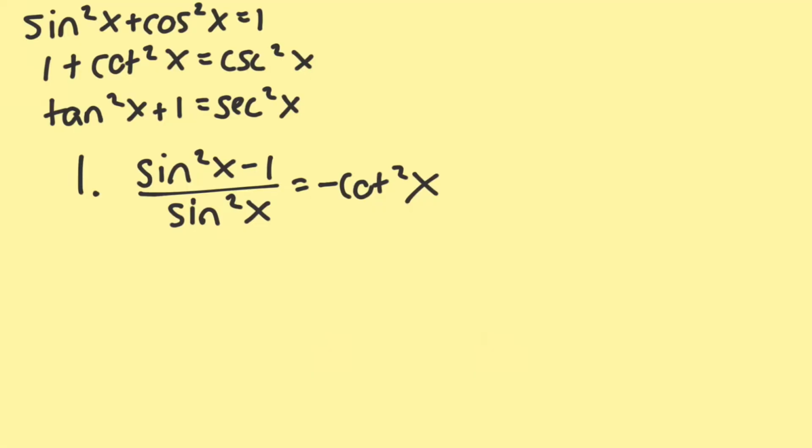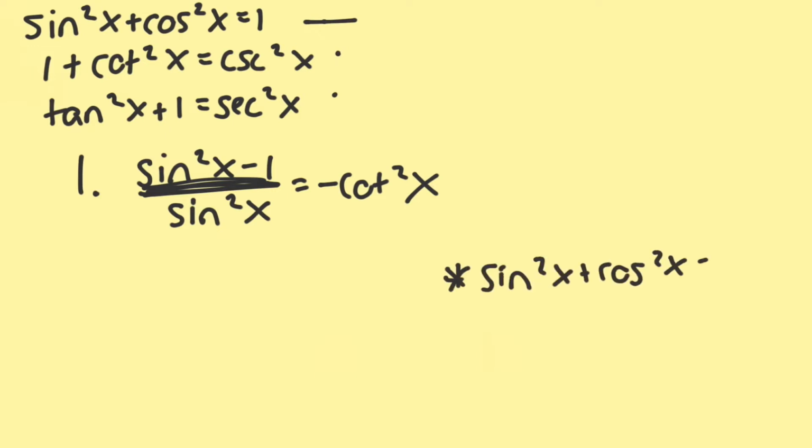In the first example, we see a squared and a 1 together in the numerator, so let's try to use one of the Pythagorean identities to substitute something in. Out of these three, the one with a sine squared and a 1 is the top one, so let's write that off to the side. We know that sine squared x plus cosine squared x equals 1.